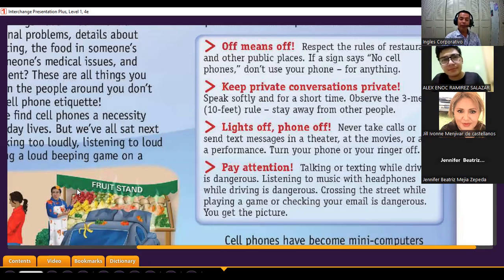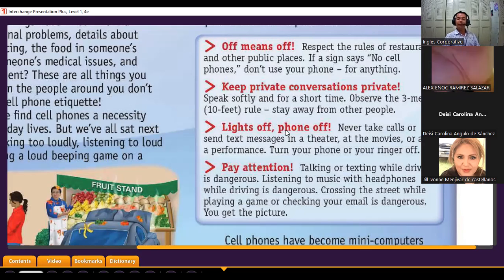Good. Next one, please. Lights off, phone off. Volunteers? Carolina. Carolina, please. Lights off, phone off. Never take call or send text message in a theater, at the movies, or at the performance. Turn your phone on, your ringer off.